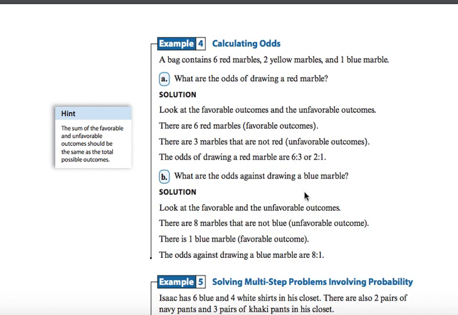Letter B, what are the odds against drawing a blue marble? What are our favorable outcomes versus unfavorable outcomes? Now notice the language here. It says, what are the odds against drawing a blue marble? So look at the favorable outcomes and the unfavorable outcomes. There are 8 marbles that are not blue. Not blue would be 6 plus 2 is 8. So 8 of those are unfavorable outcomes. Drawing a blue marble is 1, so I'm going to compare 8 to 1 as my odds. You don't have very favorable odds in terms of drawing a blue, but you have high favorable odds in terms of drawing something that's not blue. So you have to pay attention to what the language says in that question when it's asking you to calculate odds.